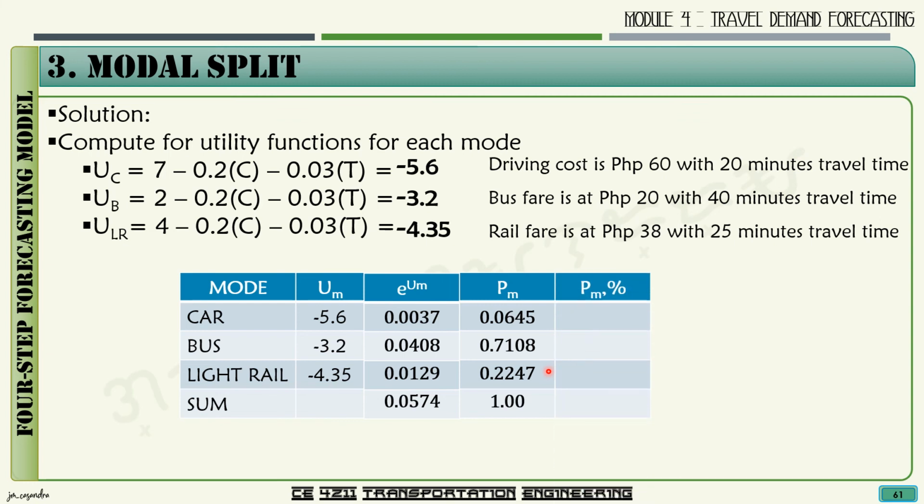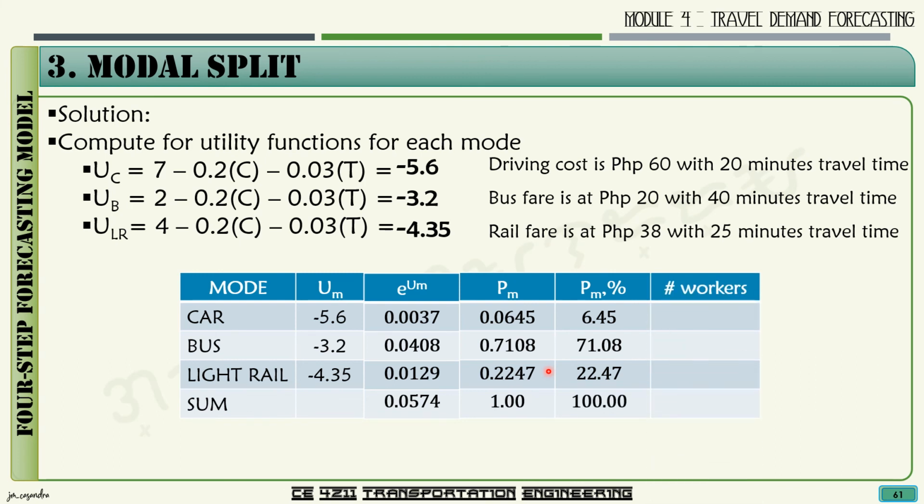So we can compute for the percentage of our trip makers using the different modes. So we have 6.45% of the workers using the private car. Then we have 71.08% of the workers using the bus and 22.47% traveling using the light rail system.